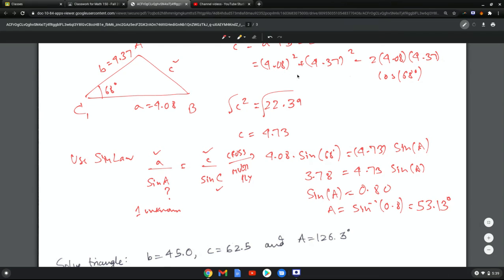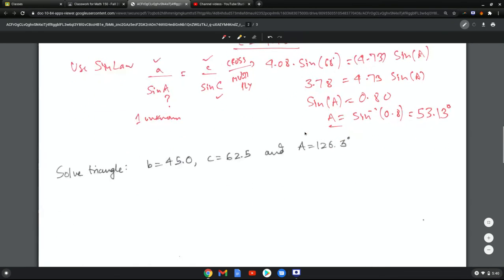So first we apply the cosine law to find the side. Then we apply the sine law to find the angle. Now it just gets easier because finding B is now simply 180 minus (68 plus 53.13), because the angles of the triangle have to add up to 180. So you can think of this as a general procedure that you will be seeing throughout: you apply the cosine law once, you apply the sine law once, and you use the sum of angles being 180 property once.